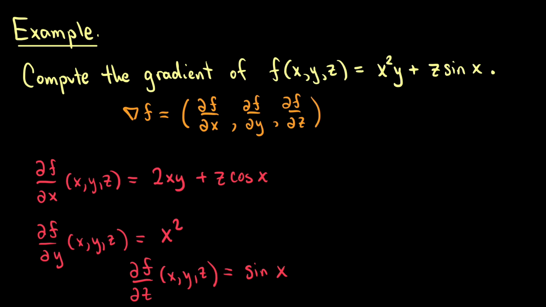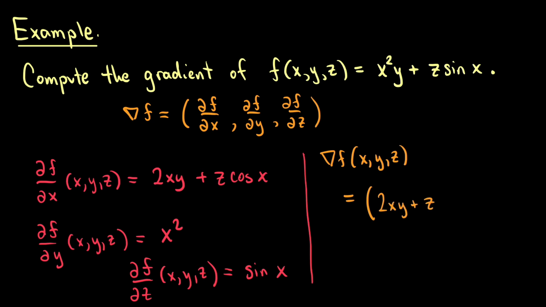Okay, so the gradient at the point x, y, z is simply 2xy plus z cosine x, comma x squared, comma sine x.